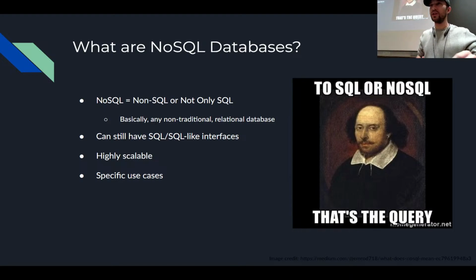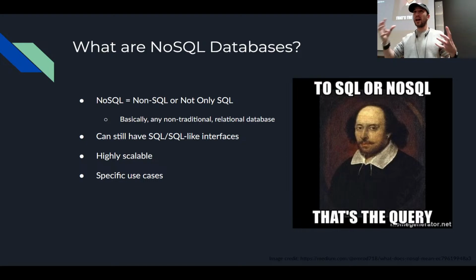That should say non-traditional. I'll fix it, or non-relational, but I'll fix that after this. Now, as I mentioned, it can still have a SQL or SQL-like interface, but some of the key attributes are that they're highly scalable, specifically horizontally scalable, and they usually apply to specific use cases.